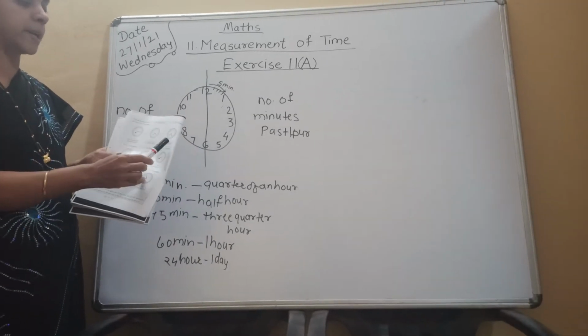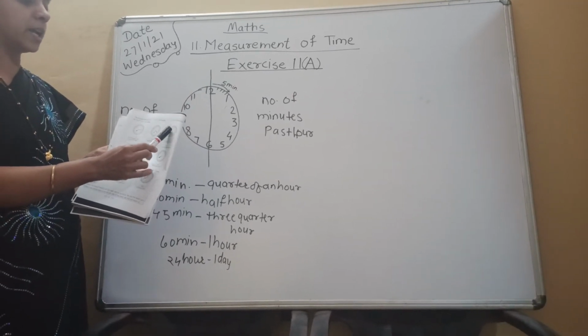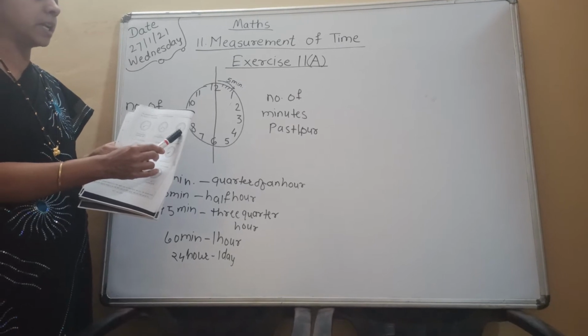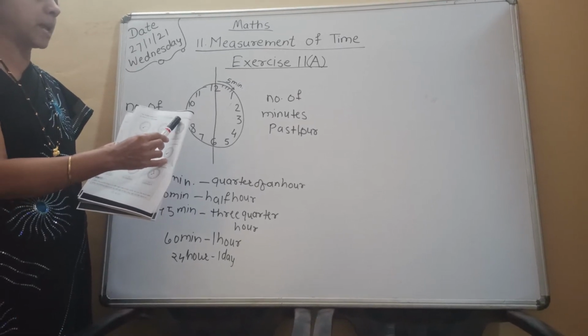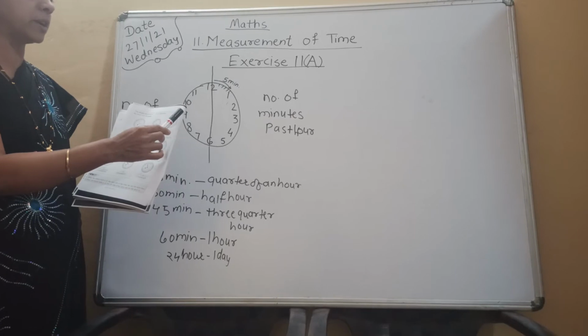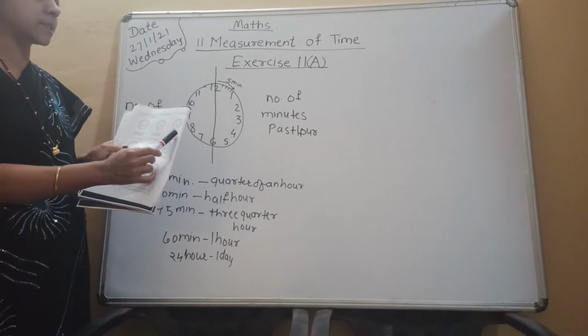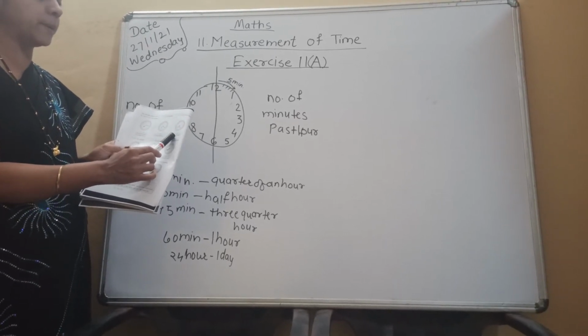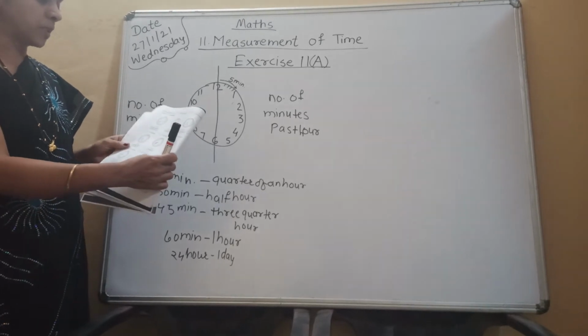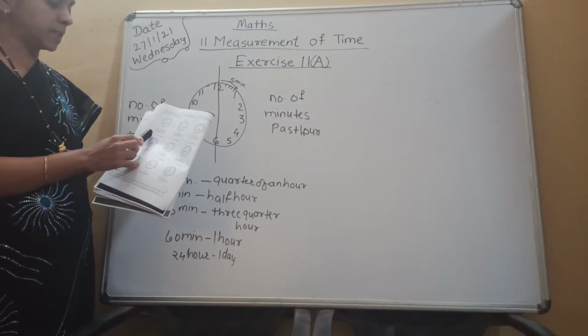Now see the next diagram. 7:25. Our minute hand is on 5. 5 multiplied by 5. 5 5s are 25. 25 minutes past 7. What time is it? 25 minutes past 7. Okay, now see the next diagram.